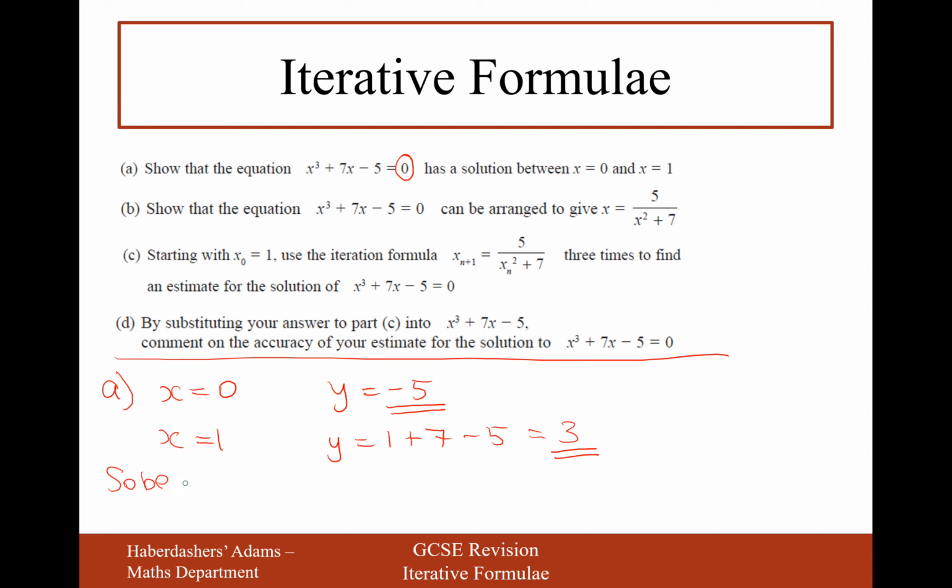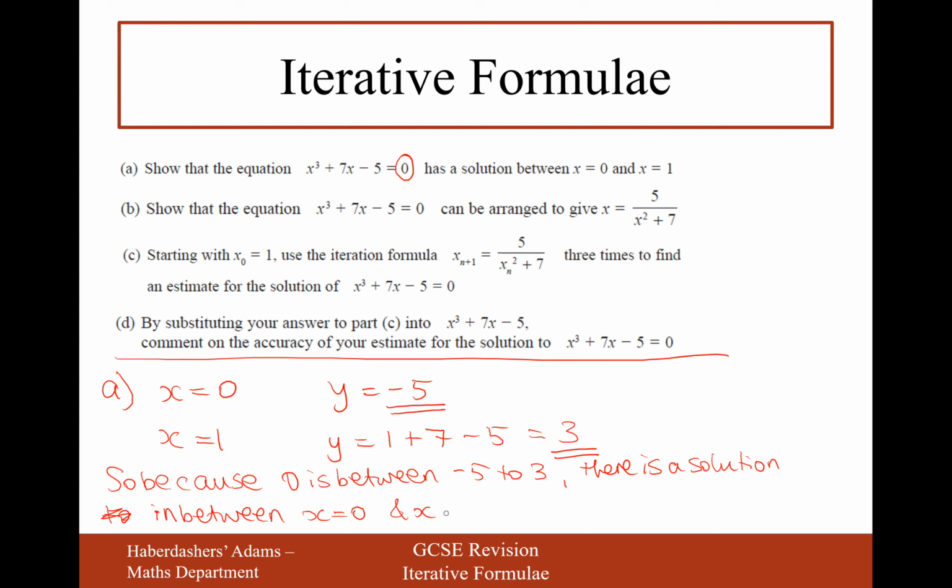So because 0 is between minus 5 to 3, there is a solution in between x equals 0 and x equals 1 that will give an output of 0 exactly. And there we are, that's the answer to part A.